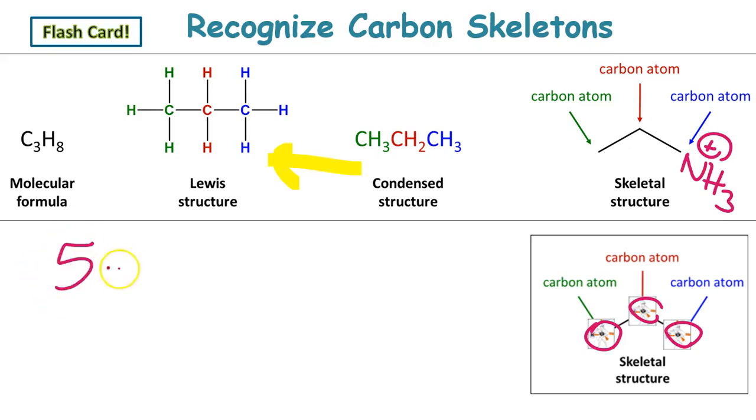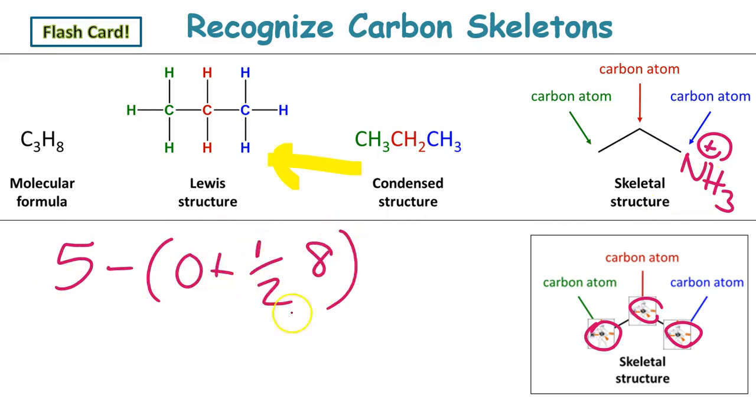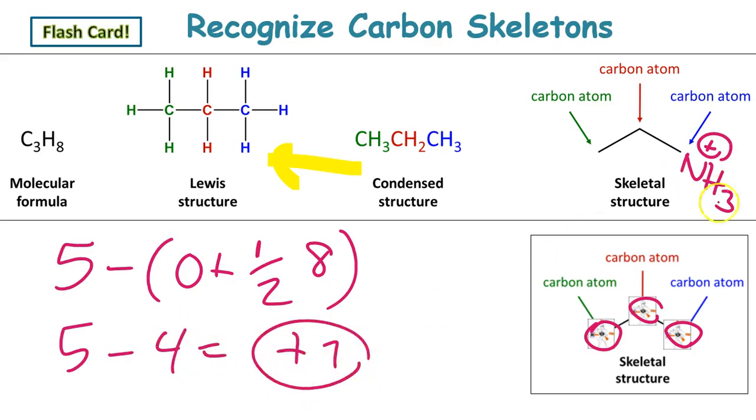So again, we have 5 valence electrons minus lone pairs. We don't have any, plus 1/2 of 8. Okay, so 5 minus 4 equals plus 1. So that's how we got the plus 1 charge here. See those charges? Go ahead and keep them.